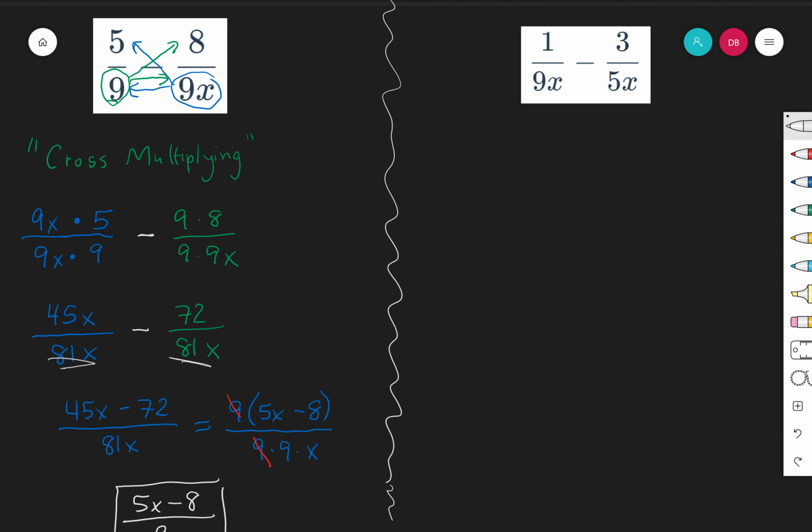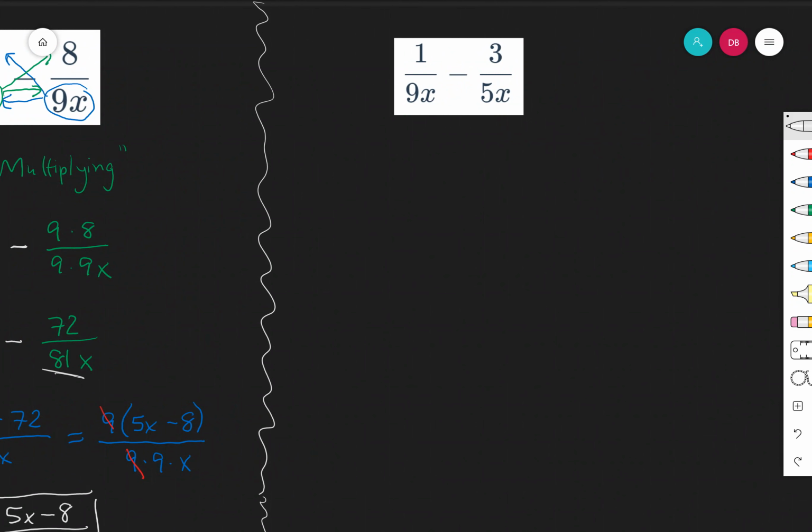So now let's do this one. This 1 over 3, let's scoot this over a little bit. Give me again a little more room to work. 1 over 9x minus 3 over 5x.